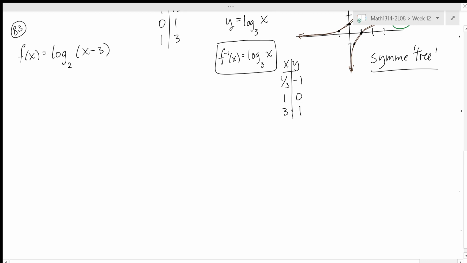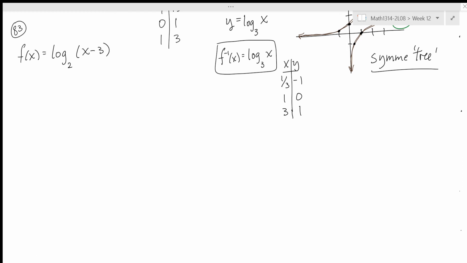Okay, so for this problem, they just straight out give me a log function, and the instructions say graph. That's all it says. All you have to do is sketch the graph, okay? Now, just a second ago, I said every log function has a what? What did I say?